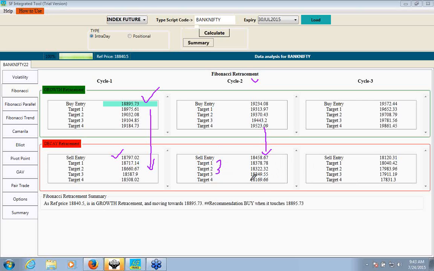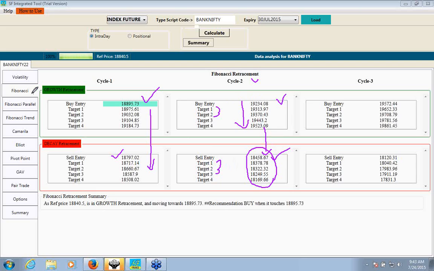But by that time these figures will change. So don't compare this figure of 19,234 with the 18,400, because once it is in cycle 2, these figures will change. These figures will change if you are in cycle 2, target 1 and target 2. So based on that reference price, this sell entry, target 1, target 2 will be estimated. So you can refer to this cycle.